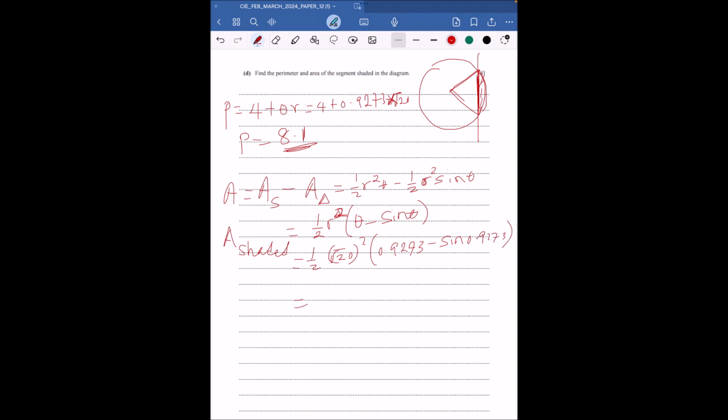So that will give me 1.273, which is approximately 1.3. 3 significant figures, right? So 3 significant figures. 1, 2, 3. So 1.27. That's my answer.